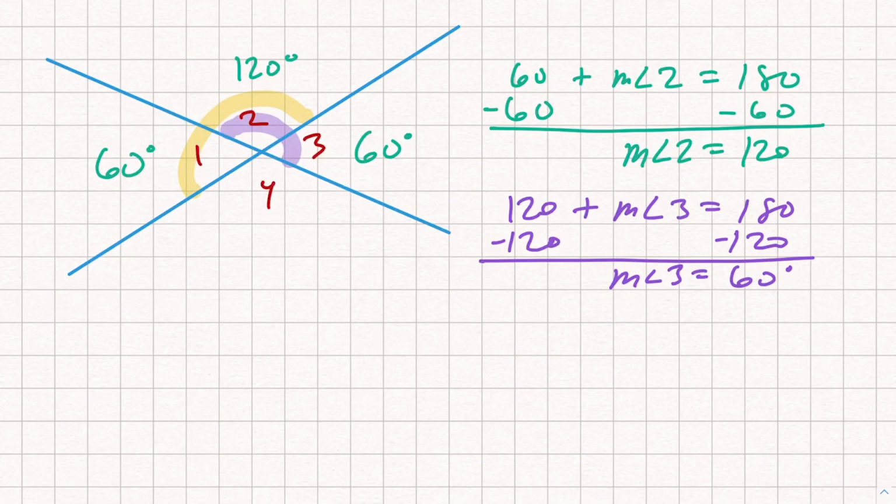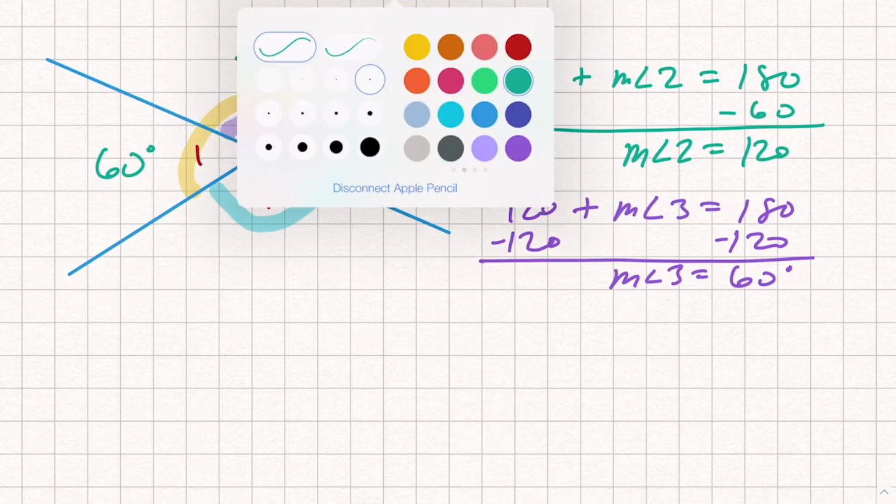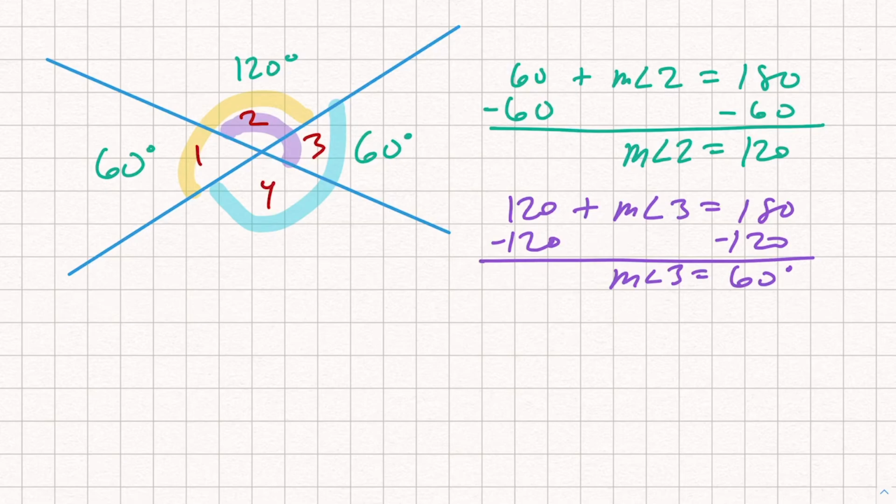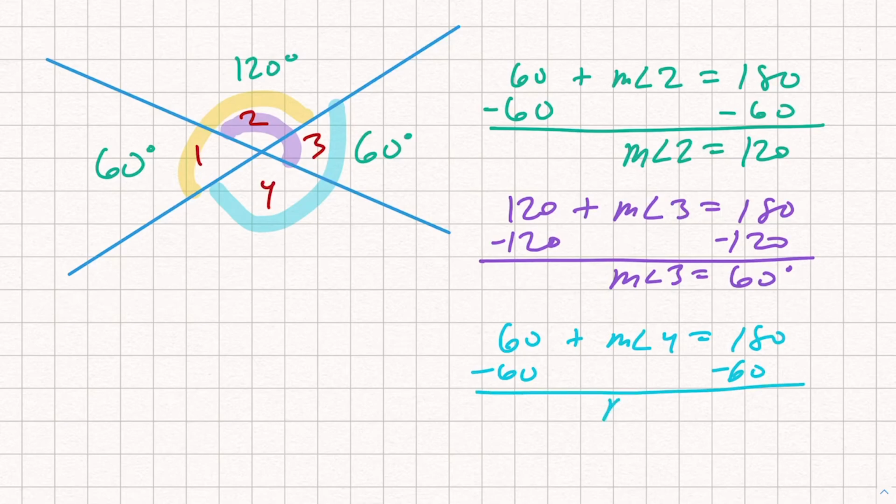I don't have to, but let's say I really wanted to. I could go even further and go, okay, angle 3 and angle 4, right there. Angle 3 is 60 degrees, plus the measure of angle 4. Both of them together, that's a linear pair. That's going to equal 180 degrees. So do the same thing. Subtract 60 from both sides. I have the measure of angle 4 is equal to 120.